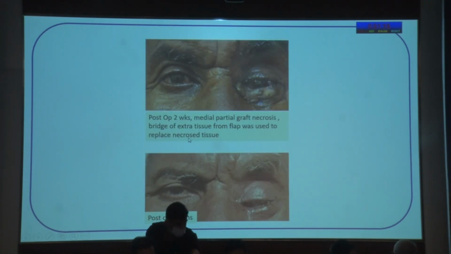At 2 weeks, partial graft necrosis medially was observed. The extra tissue from the bridge of the flap was used to replace the necrosed tissue. This is the post-op 6-month picture. After that, the patient was lost to follow-up.